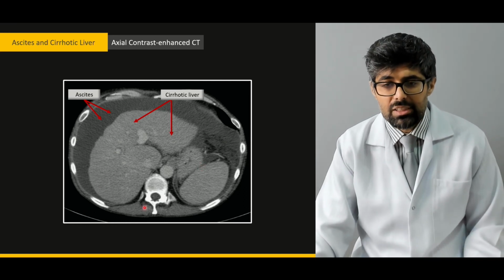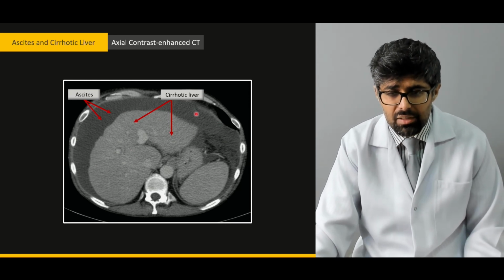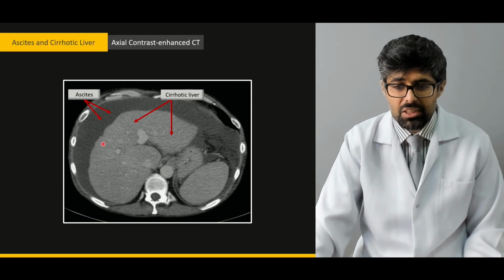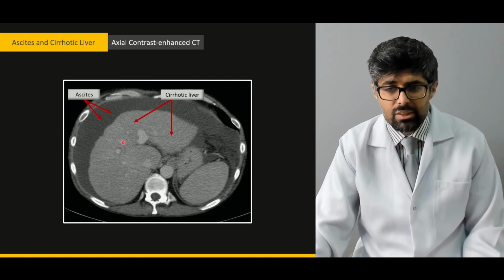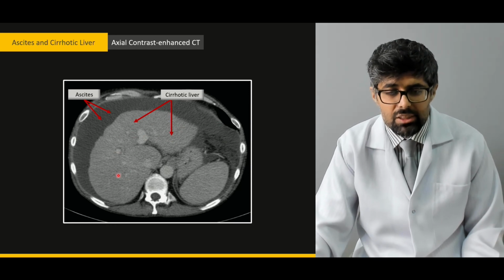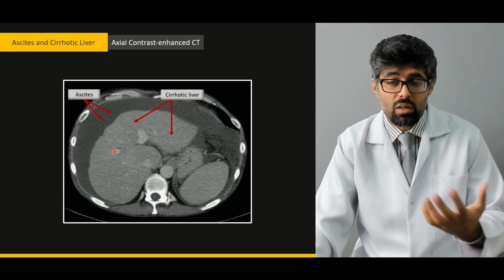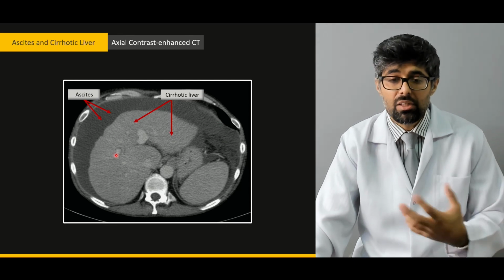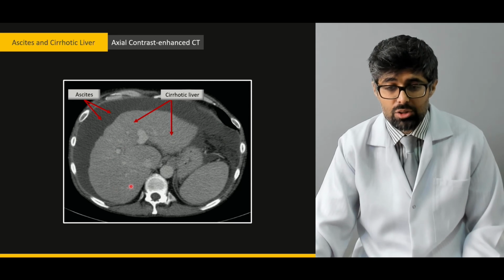Now, this axial contrast enhanced CT scan tells us that this is the ascites. This is all the water that is present inside the abdominal cavity, and this is the cirrhotic liver. As you can see, the normal density of the liver has reduced because of the presence of a lot of connective tissue, a lot of cirrhotic changes inside the liver, and its normal parenchyma has been lost.